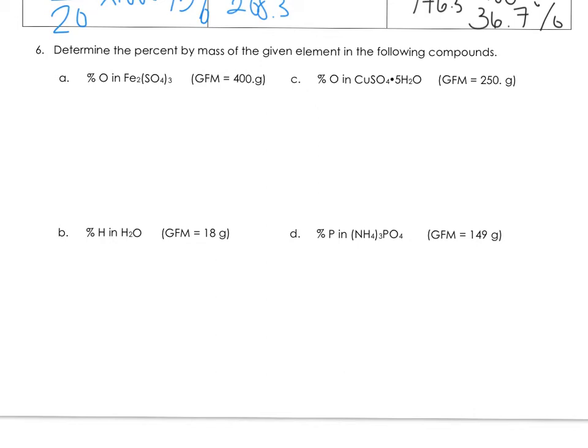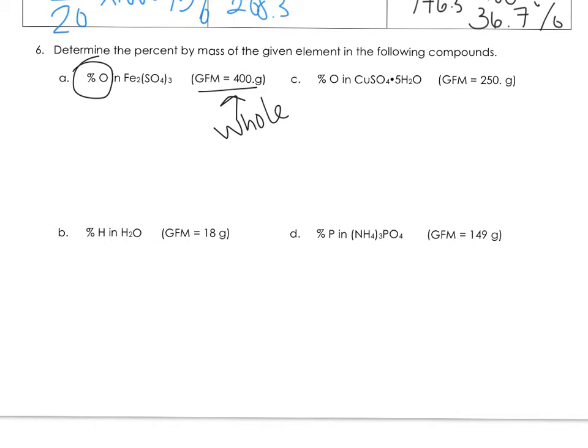And we've got the percent of oxygen in Fe2(SO4)3. So this is a little more complicated because we have to figure out how many oxygens there are. The gram formula mass is 400. That is going to be our whole. So that's nice to label.